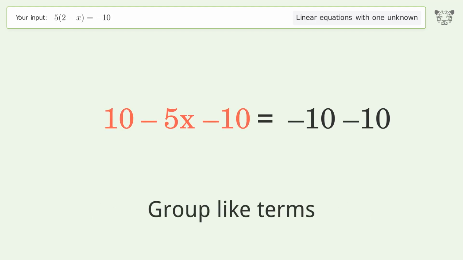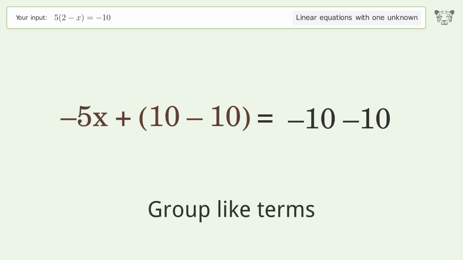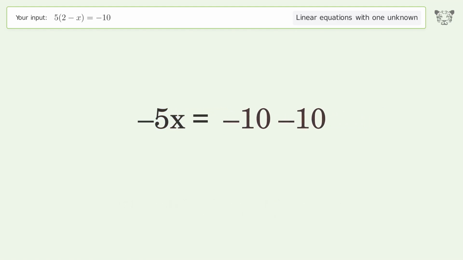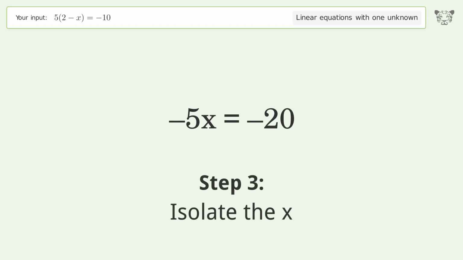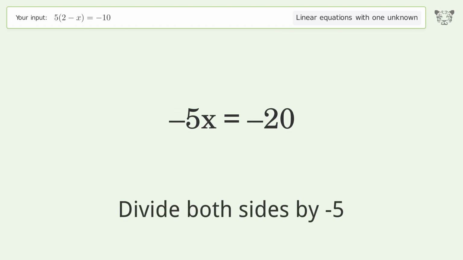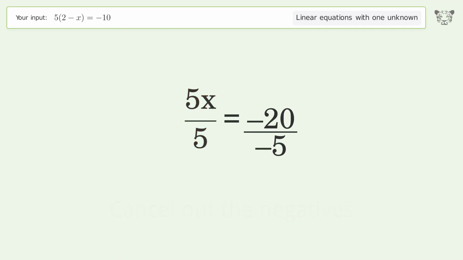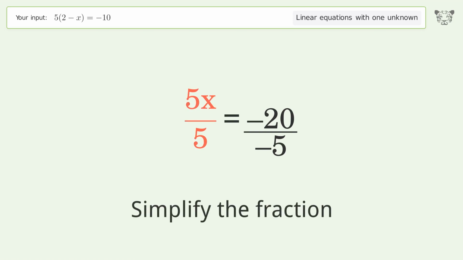Group like terms. Simplify the arithmetic. Isolate the x. Divide both sides by -5. Cancel out the negatives. Simplify the fraction.